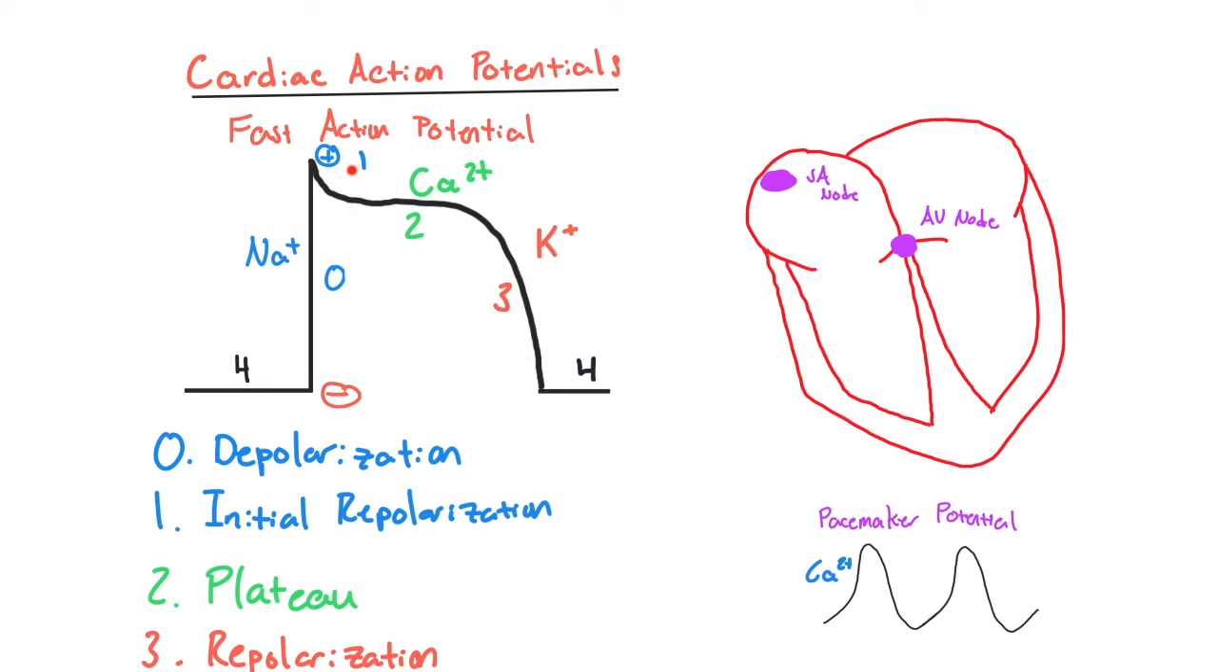Once the cell is fully depolarized, it will undergo an initial repolarization here, and this is phase 1, and then calcium channels will open, causing phase 2, this plateau, as calcium rushes into the cells and helps the cardiac myocytes contract. Once this phase starts to wrap up, potassium channels will open. This is phase 3, repolarizing the cell, just as we see potassium do in the pacemaker potential, back down to 4, the resting membrane potential.